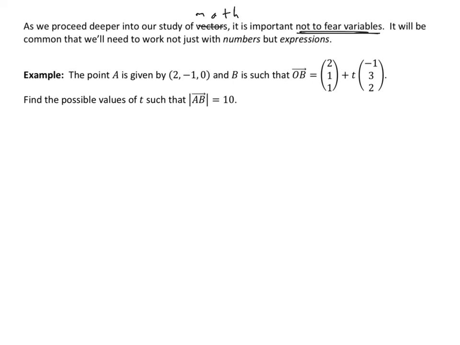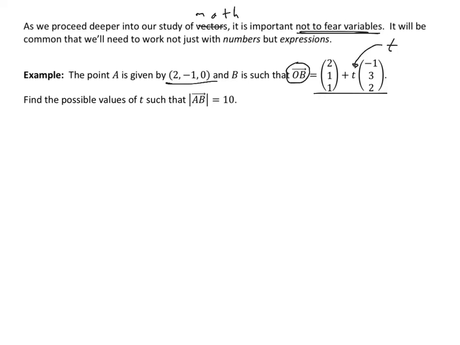In this problem, the point A is given by 2, -1, 0, and the point B is such that OB, and remember OB is a position vector, so the position of point B, is given by this thing, which seems to depend on T. It's almost like B is in different places depending on what T is. The problem says find the possible values of T such that the magnitude of AB is 10. This problem is really not any different than anything else we've done. The only difference is that I'm throwing a variable in here.